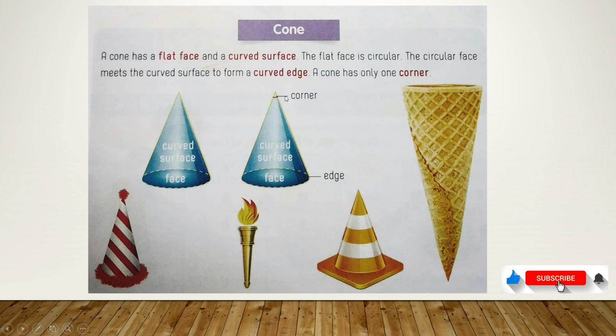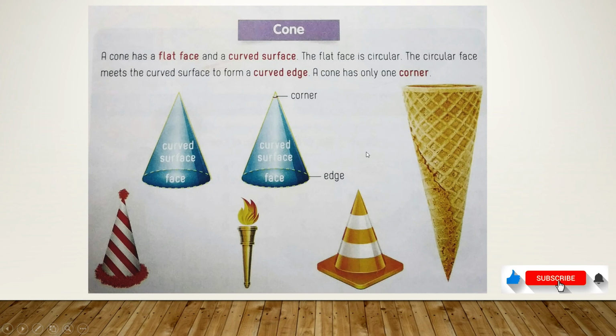This area of the dotted figure is called an edge. Here we have labeled the edge, and here is a corner. So the cone has only one corner.